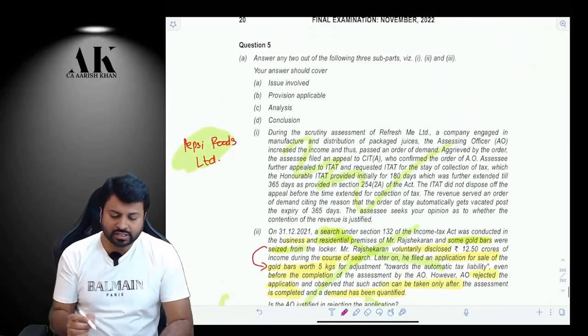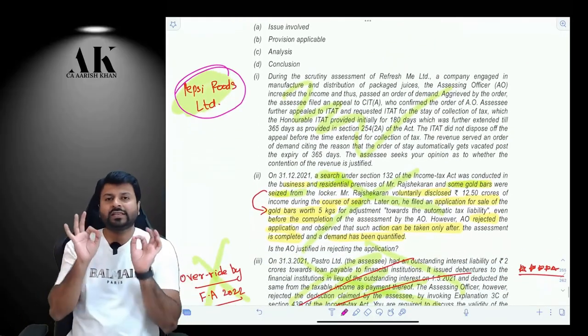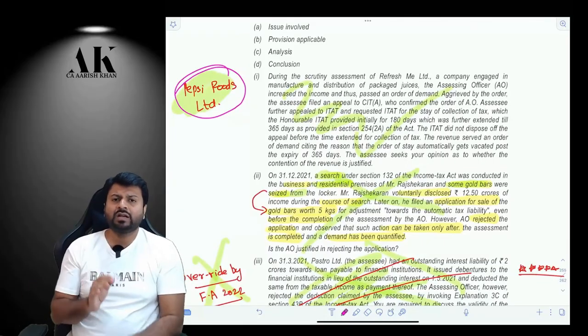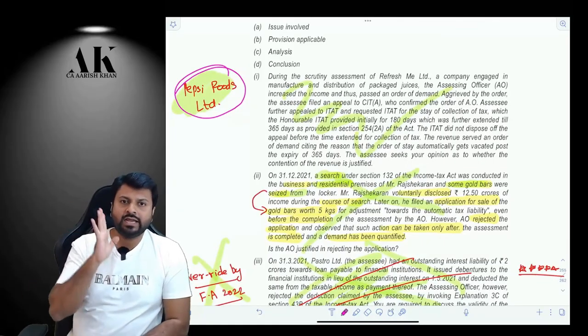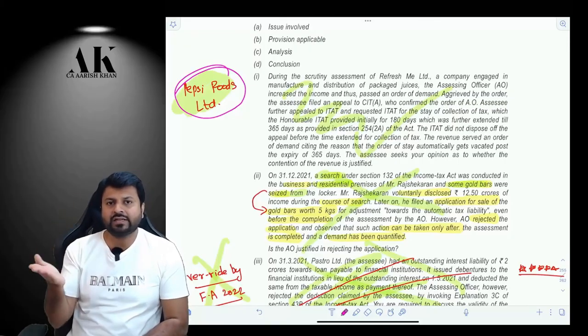Okay. The next question is based on case law. The very first case law is on Pepsi Foods Limited, which says that ITAT has the power to give you a stay, but can it be extended beyond 365 days? Yes, it can be extended beyond 365 days.